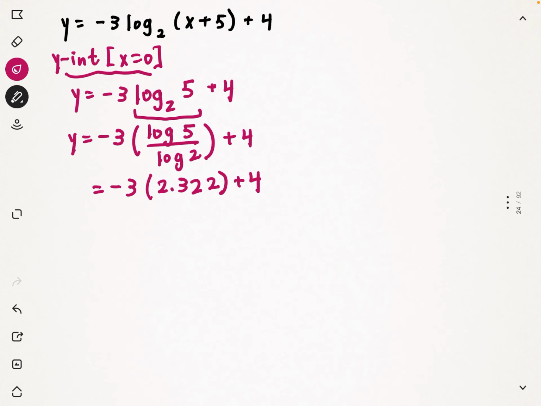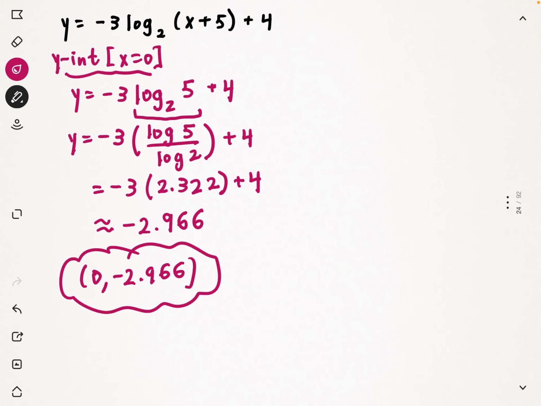And then, of course, you take that and multiply it by -3 and add 4, and that's going to give you approximately negative 2.966. And then once again, we can write this as a coordinate point. The y-intercept is right here.